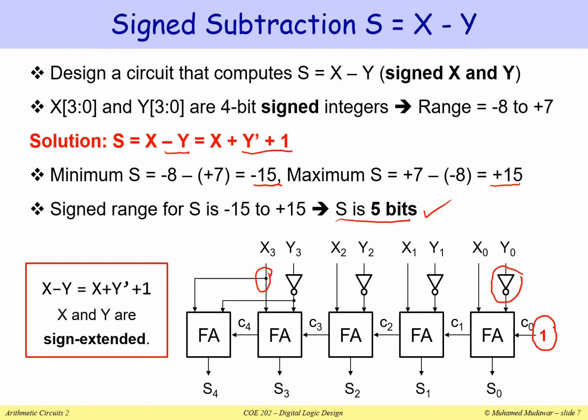We are using 5 full adders to calculate the sum S4, S3, all the way down to S0. This is my 5-bit sum. And we are extending the sign bits X3 and Y3. Notice that Y3 is inverted and replicated. And the sum now will be X minus Y, where X and Y are signed integers.